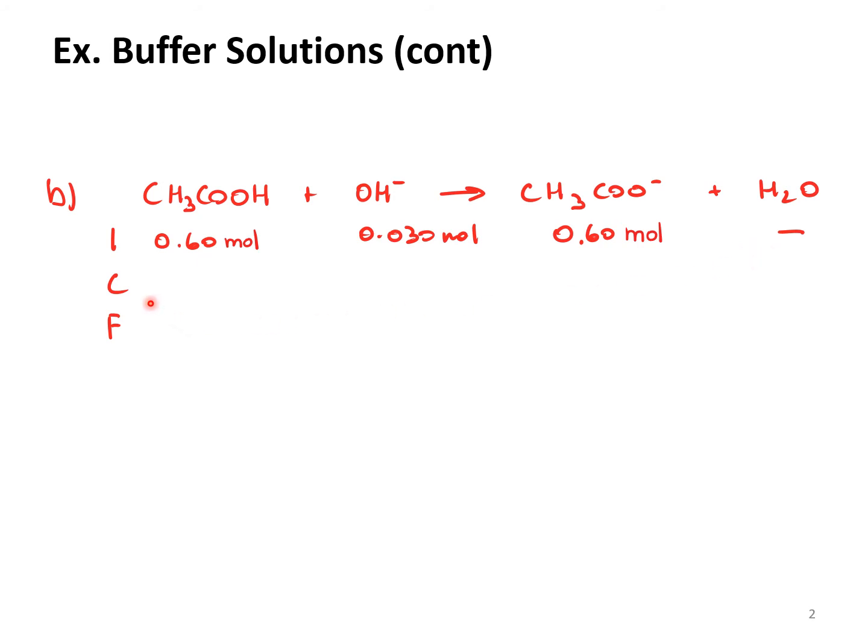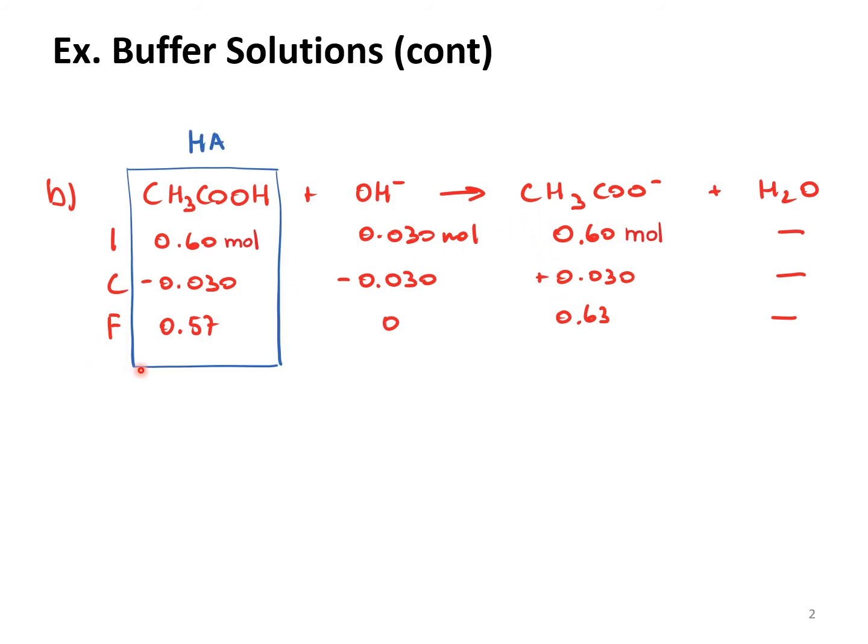The change in concentration for this will be determined by the amount of hydroxide, since in this case, hydroxide is the limiting reactant. So the change is going to be negative 0.030 on the reactant side and positive 0.030 on the product side. Next, we'll just add up the columns, which gives us a final number of moles of 0.57 moles of acetic acid. We can see here that when we add up the hydroxide, we get 0 moles of hydroxide, and we have 0.63 moles of acetate.